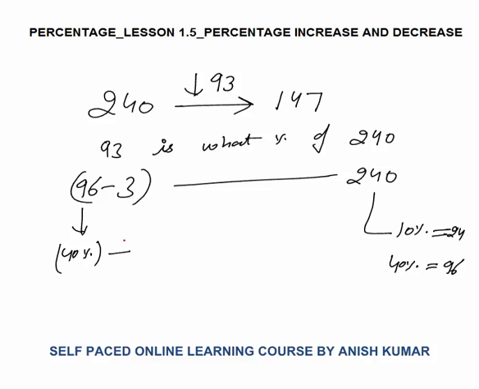3 is approximately 1%, because 1% of 240 is 2.4. So it means that 3 is between 1 and 2% of 240. So you can simply say that this is approximately equal to 1%. So the answer will be approximately 39%.